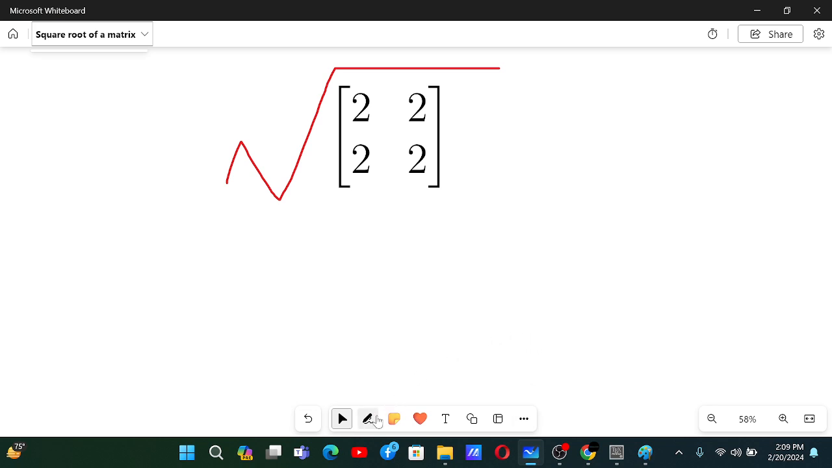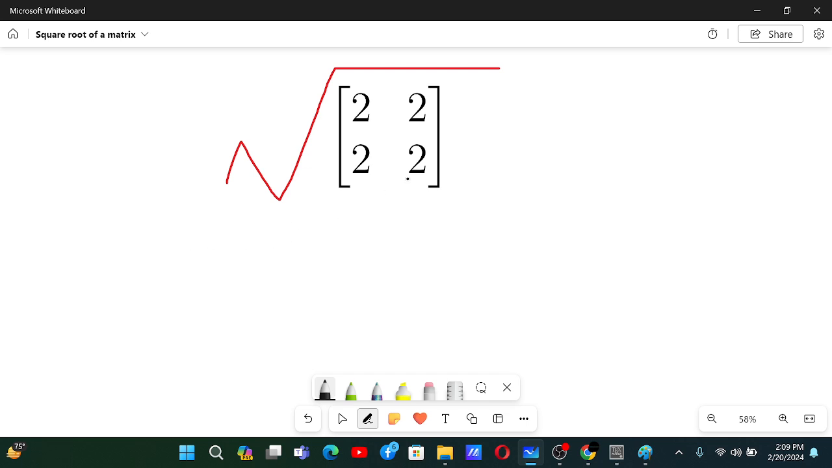Let's find the square root of a matrix. Before we begin taking the square root, it's necessary to know some basics about how we raise a matrix to any n power. If you know something about that, you can skip a few minutes ahead, because I'm going to start from the basics.